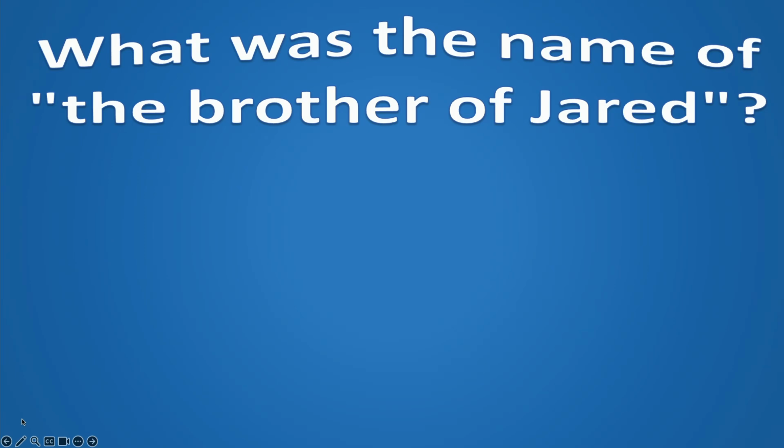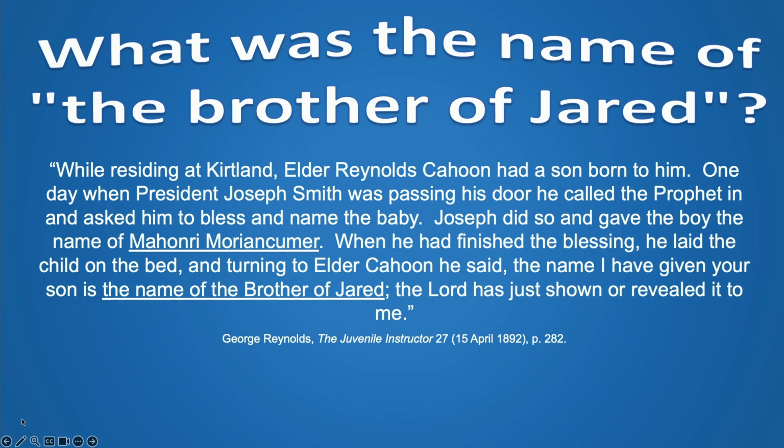We have a fun little story from church history about the name of the brother of Jared. So here it is. It says, while residing in Kirtland, Elder Reynolds Cahoon had a son born to him. One day when President Joseph Smith was passing by his door, he called the prophet in and asked him to bless and name the baby.